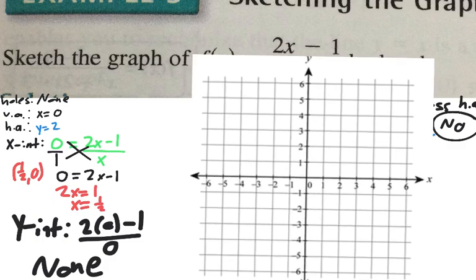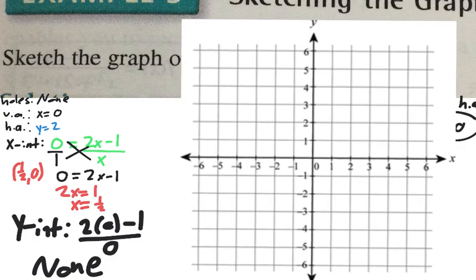Okay? So I'm going to put down everything I know about this graph on paper. I know I have a vertical asymptote at x equals 0. So that means my y-axis is the vertical asymptote. So dotted line at x equals 0. Horizontal asymptote at y equals 2. That's going to be right here. So again, I'm dividing my graph into 2 pieces by that vertical asymptote.